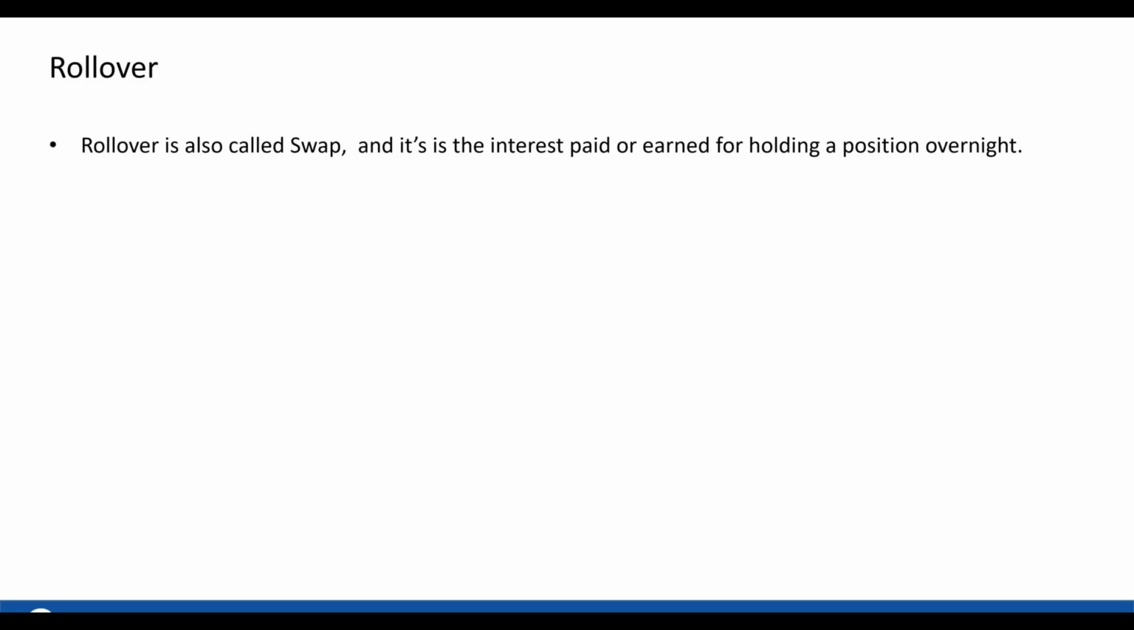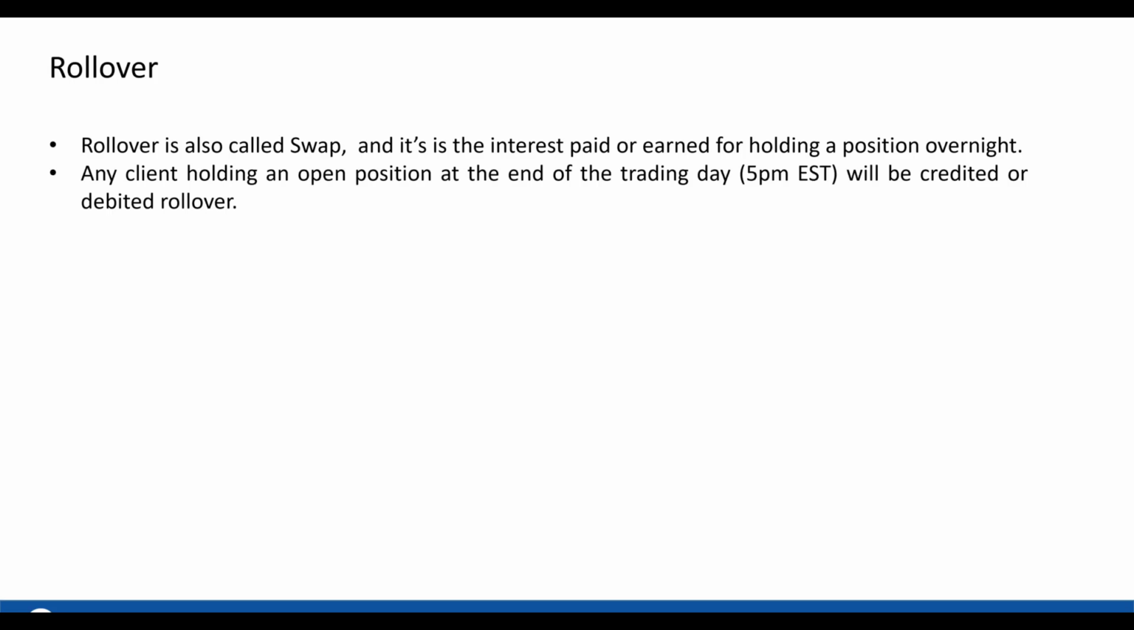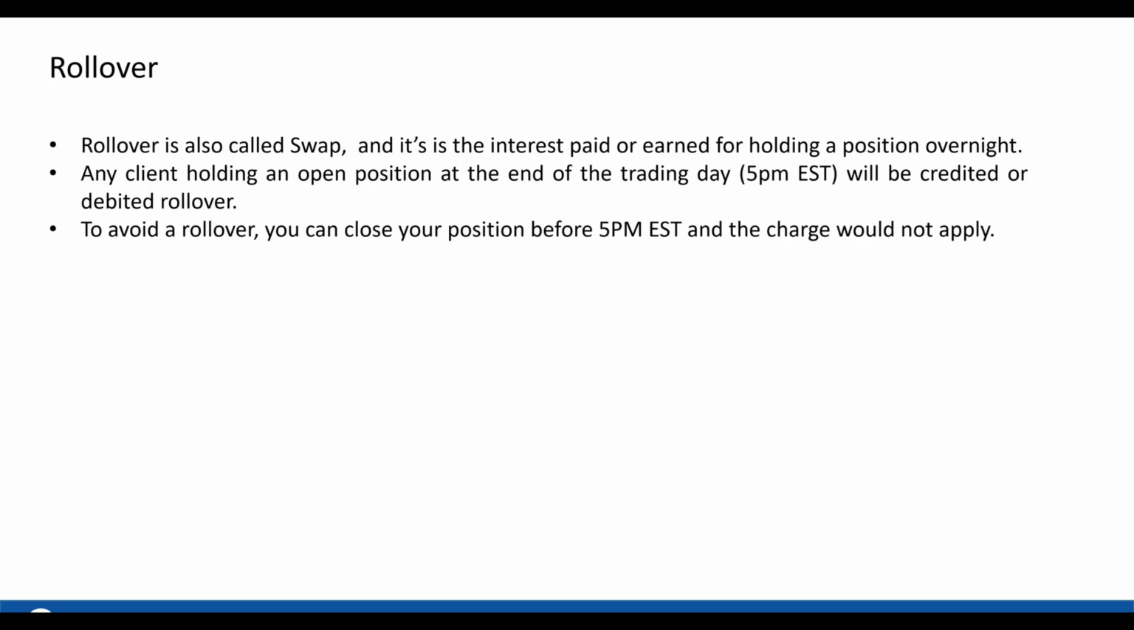Rollover. Rollovers are also sometimes referred to as swaps or the swap rate, and it's the interest paid or earned from holding a position overnight. Any client holding a position at the end of the trading day, which is 5 p.m. New York time, will be credited or debited a rollover. To avoid the rollover, you can close your position anytime before the 5 p.m. New York time, and the charge will not apply.